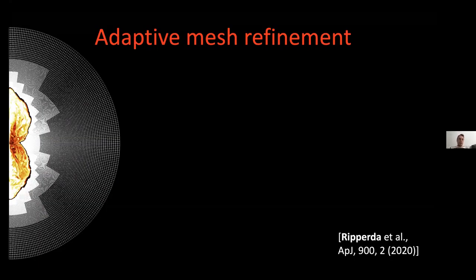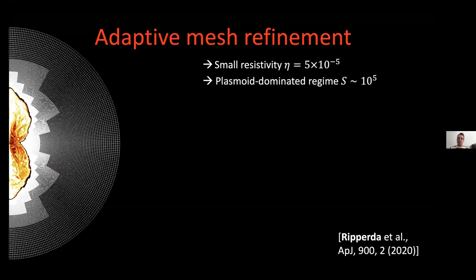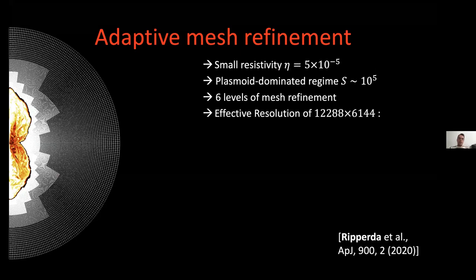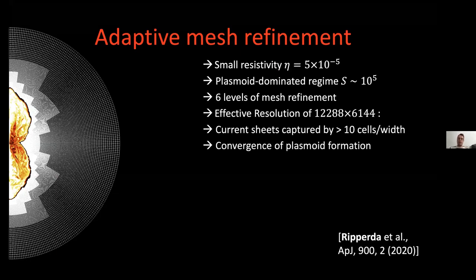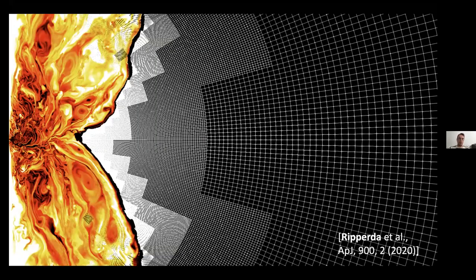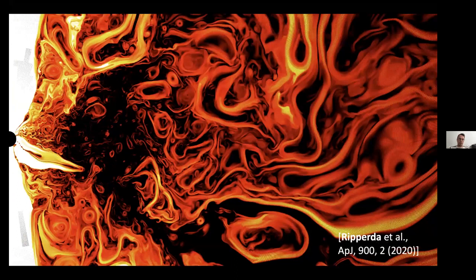So now back to global accretion simulations, again in axisymmetry. We initialize a small resistivity of 5 times 10 to the minus 5. This gives a plasma in a plasmoid-dominated regime with a Lundquist number of approximately 10 to the 5. We use 6 levels of mesh refinement, giving us an effective resolution of about 12,000 by 6,000. It means that the current sheets that we see are captured by more than 10 cells over their widths, such that the plasmoid formation process is converged. Now, if we zoom in, we see that almost the whole disk is covered by the highest 2 levels of mesh refinement, so the resolution is where it should be.